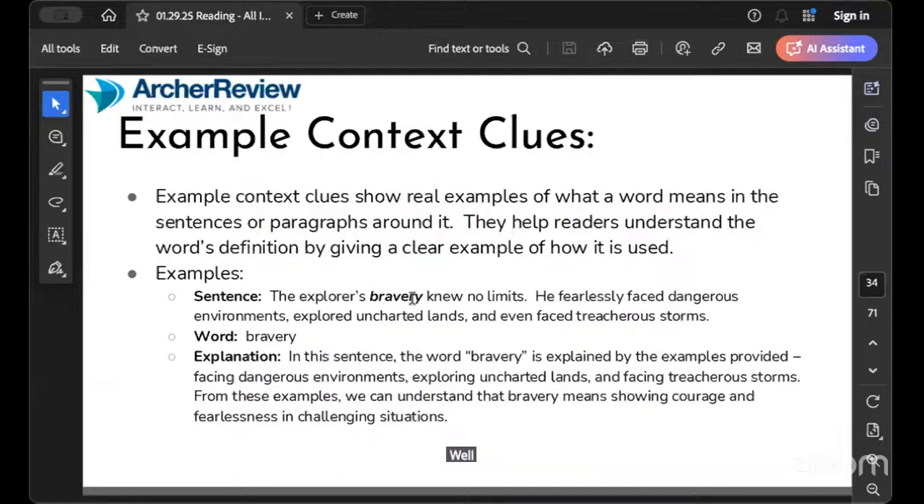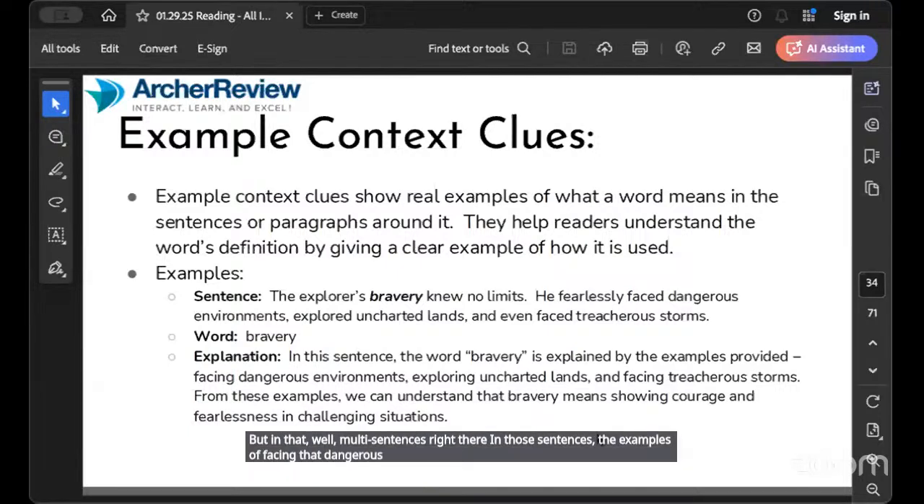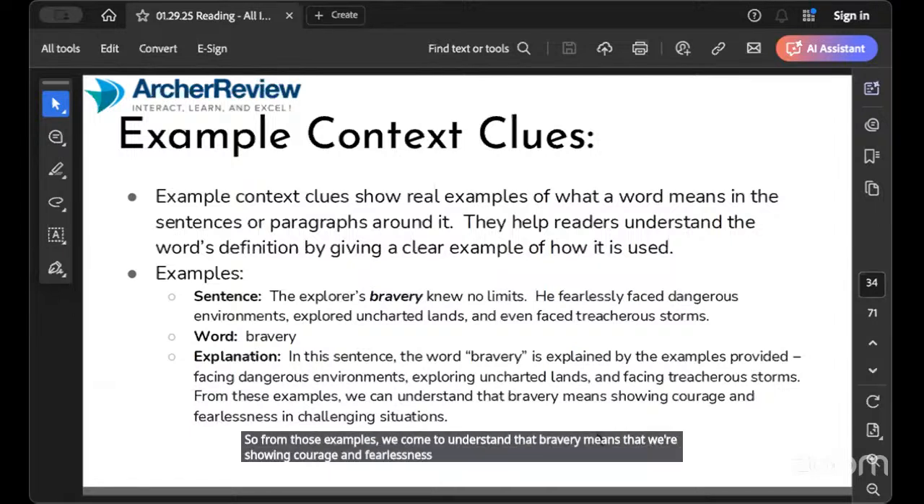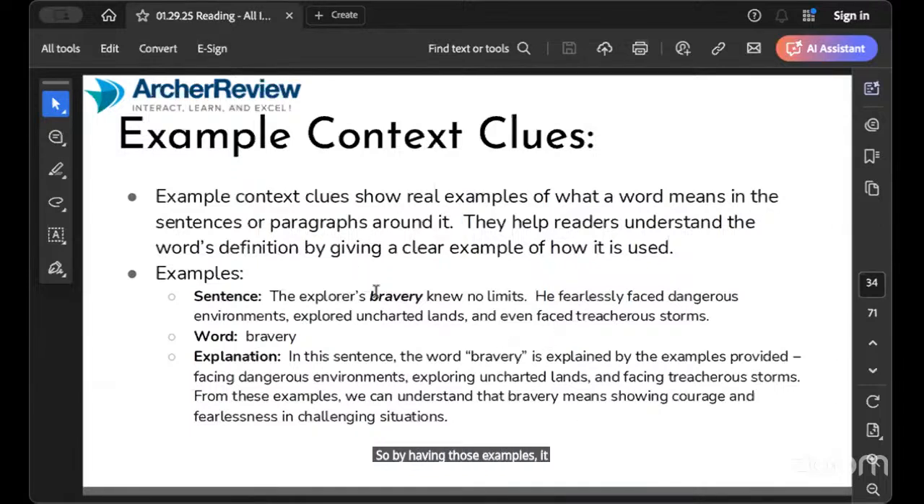Well, the word that I want you to assess is bravery. Okay. But in those multiple sentences right there, the examples of facing that dangerous environment, exploring those uncharted lands, and facing treacherous storms, those are all examples of what bravery is. So, from those examples, we come to understand that bravery means that we're showing courage and fearlessness in these challenging situations. So, by having those examples, it gives us an idea, a visualization, if you will, of what that word means.